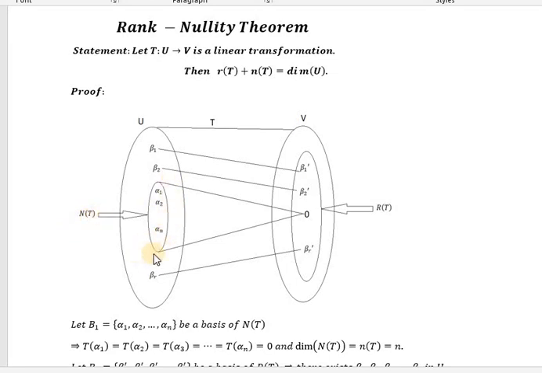Inside this represents the null space, and here all the images set together is known as the range of the linear transformation. That is the range space. Range set is a subset of V and null space is a subset of U. Null space means here all the elements are mapped to 0. So by using these results, now let us prove the theorem.